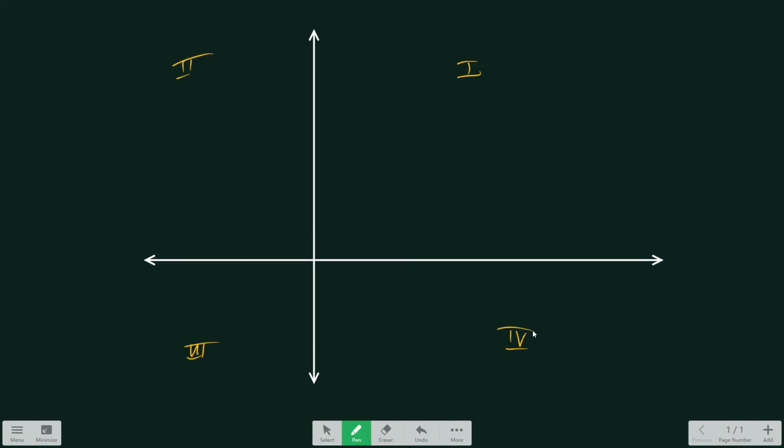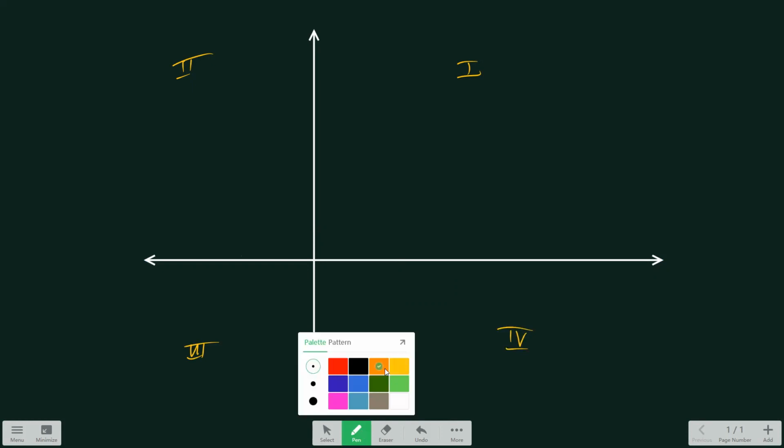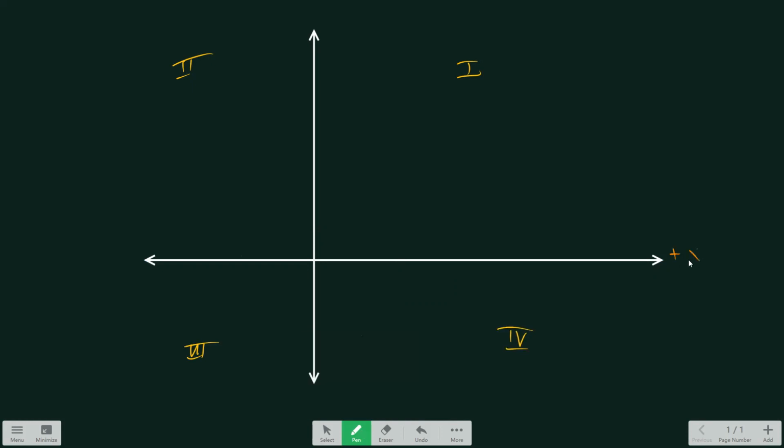Now, the x-axis: this is the positive x-axis, this is negative x, this is positive y, and this is negative y. So this x-axis is also known as the horizontal axis, and this y-axis is known as the vertical axis. This complete y-axis is the vertical axis and the complete x-axis is the horizontal axis.